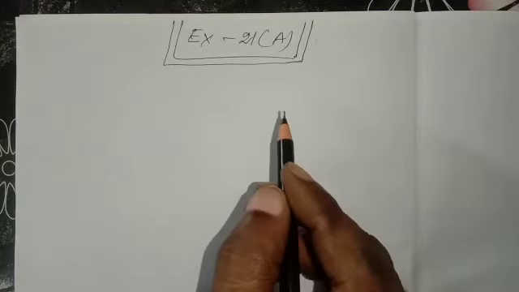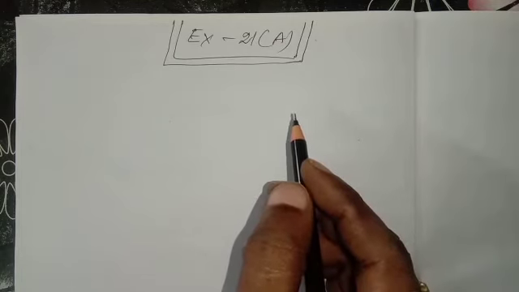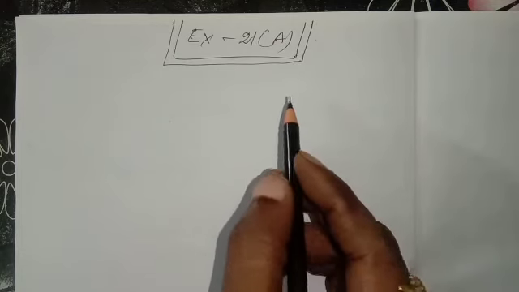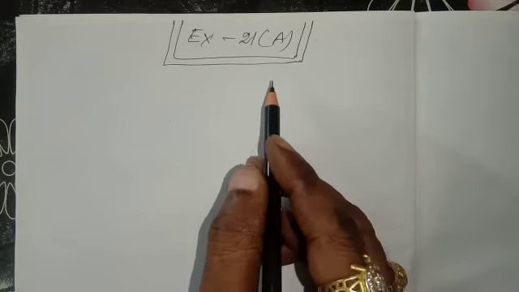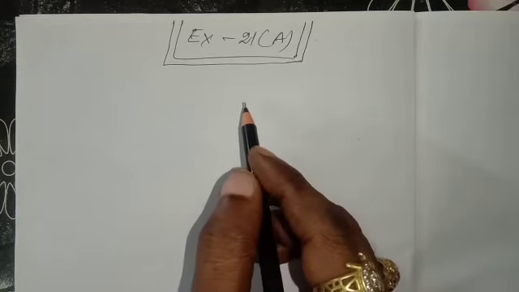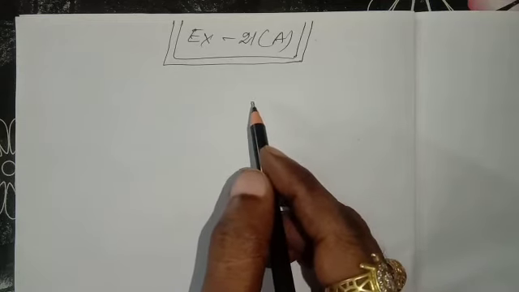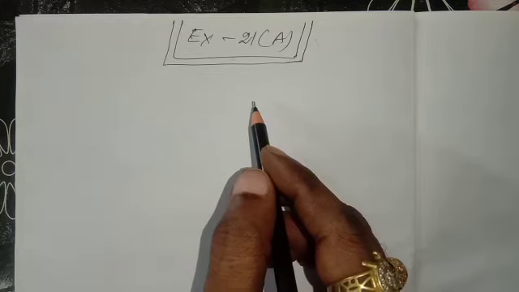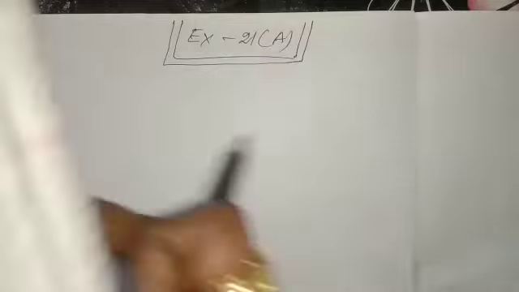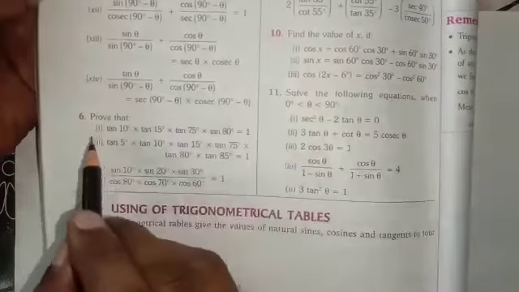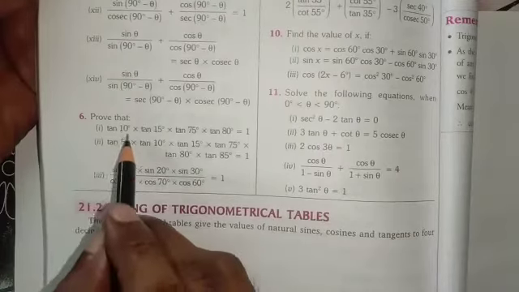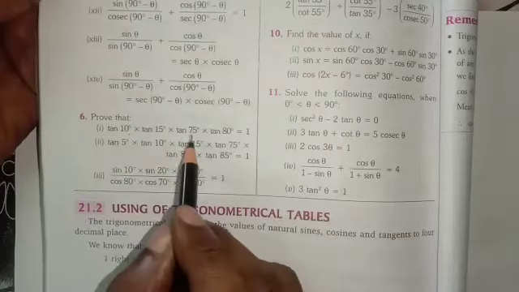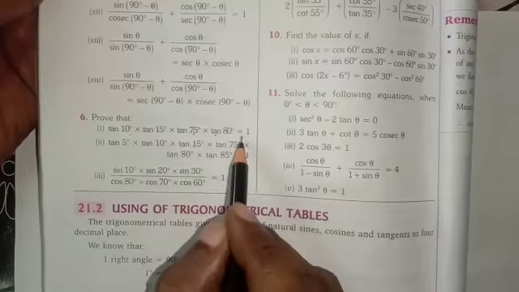Today I am doing the chapter trigonometrical ratio of complementary angle, exercise 21a. Last class I did number 5 and today I am doing the number 6 question. Just to see, question number 6: prove that tan 10 into tan 15 into tan 75 into tan 80 equals 1. You have to prove this one.